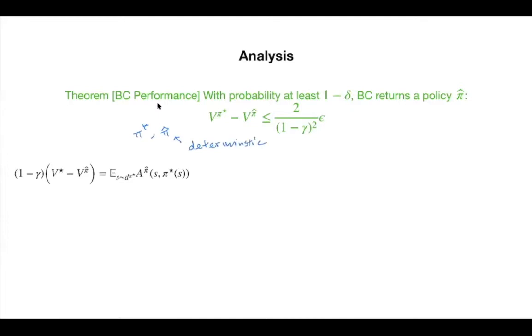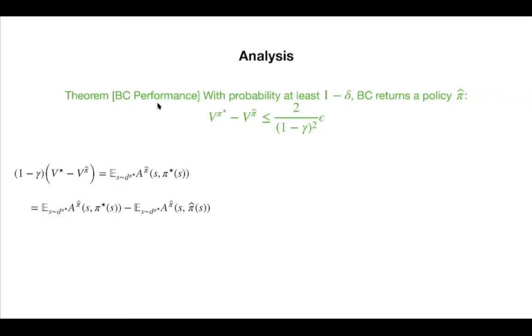Imagine pi star is a deterministic policy, the expert is deterministic, and your learner, the SVM, outputs something that is deterministic as well. But we can generalize this to stochastic policies very easily. So this is the performance difference lemma. I care about the performance difference between the optimal policy, the expert, and my learner policy. So I can write this as the advantage against my policy, averaged over the expert state distribution. This is the advantage of the expert against my policy, and I'm averaging over the expert policy. So this is PDL.